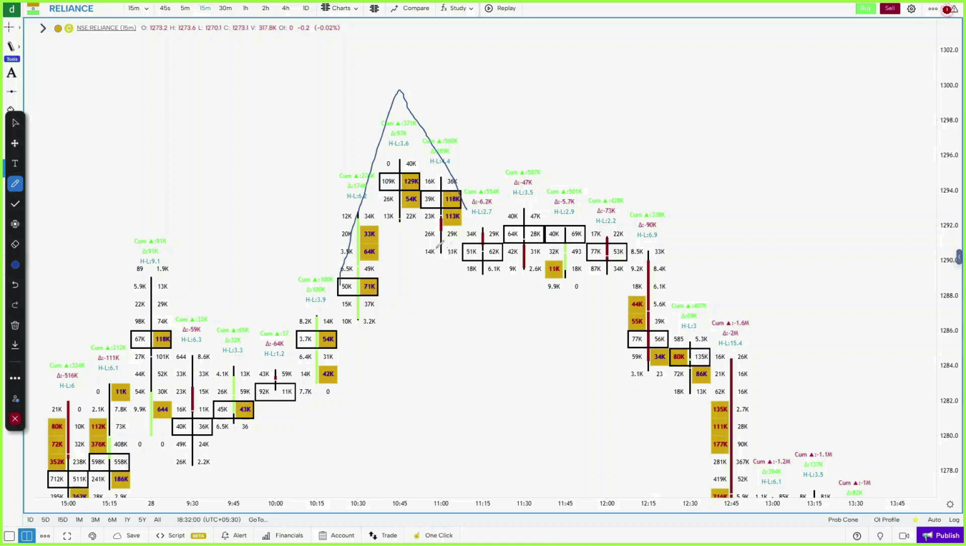What is confirmation? Always look for a pullback. So there is a pullback here, and the strong absorption areas that acted as a good resistance area, and then there was a downside breakout.